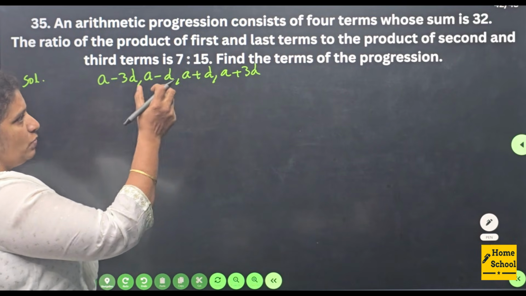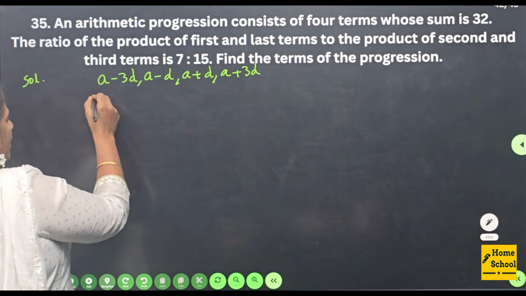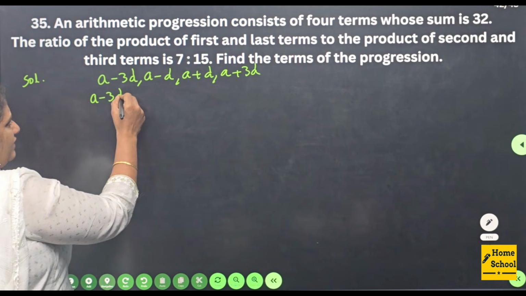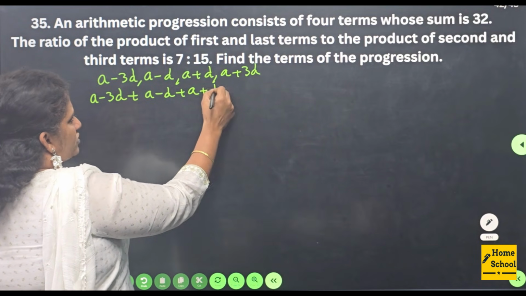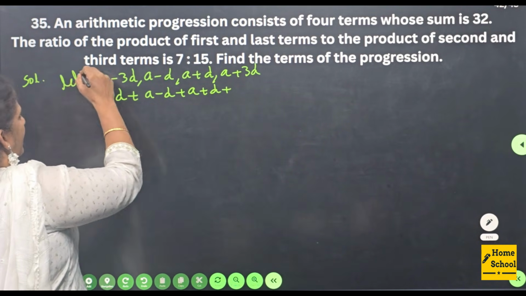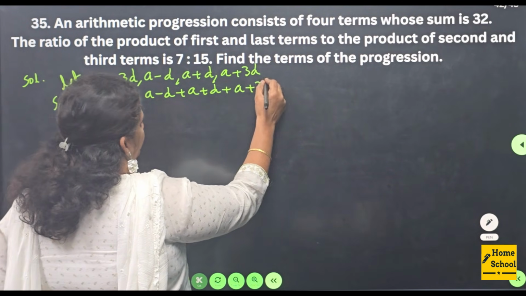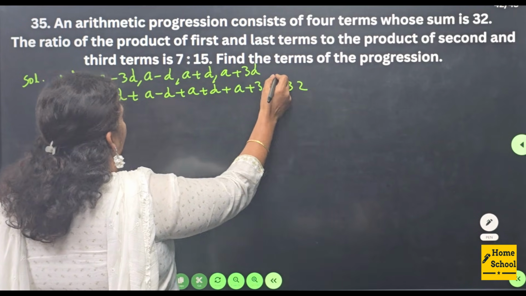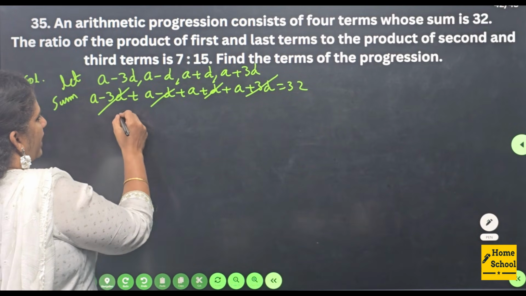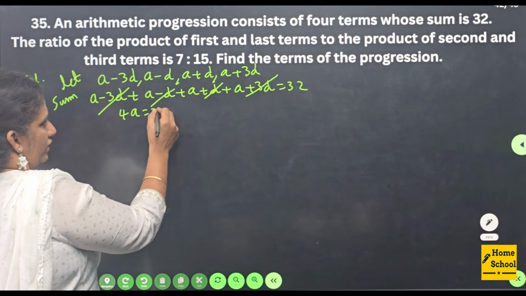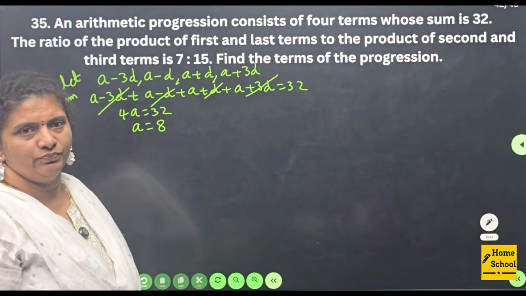What is given first? The sum of the 4 terms is 32. Now add all these. Write the 4 terms first, and then the sum of the 4 terms is equal to 32. Plus 3d minus 3d, minus d plus d cancel. 4 times a, if you add, 4a is equal to 32. a is equal to 8, since 4 8s are 32.